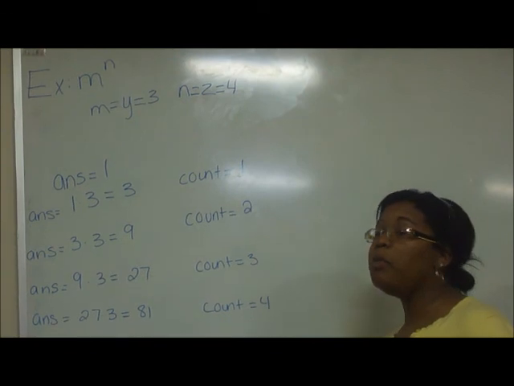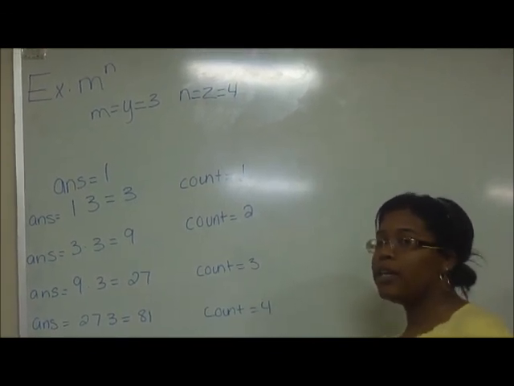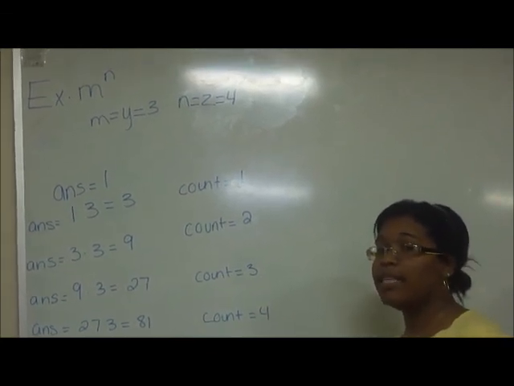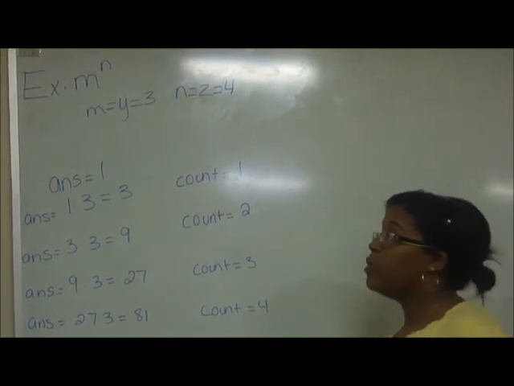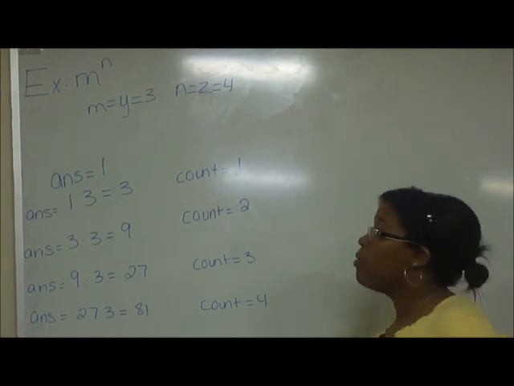In this algorithm, we will be raising m to the n power. We will set our m equal to our y and our n equal to our z. Since our m is not equal to 0, the answer will not be 0. And since our n is not equal to 0, the answer won't be 1. Then we enter the loop and we set answer equal to 1. Then we will multiply our answer by our m number, which is 3.